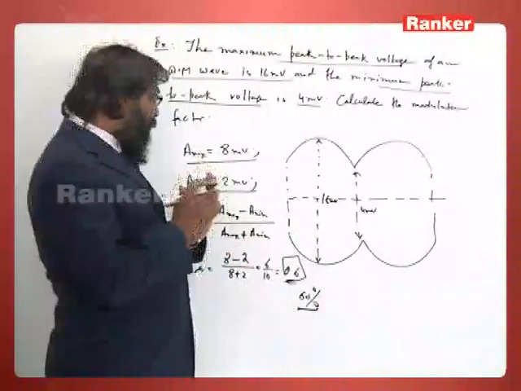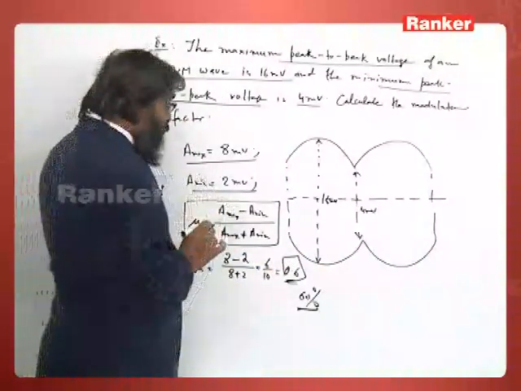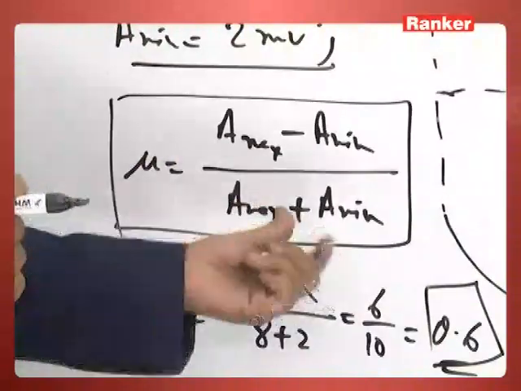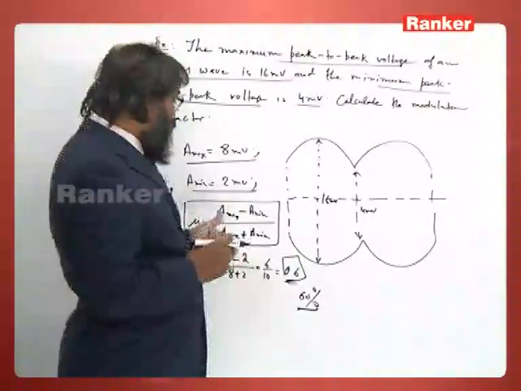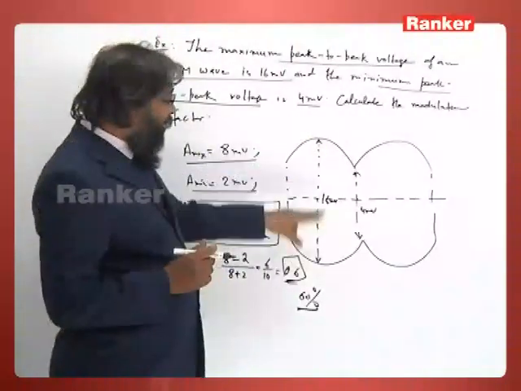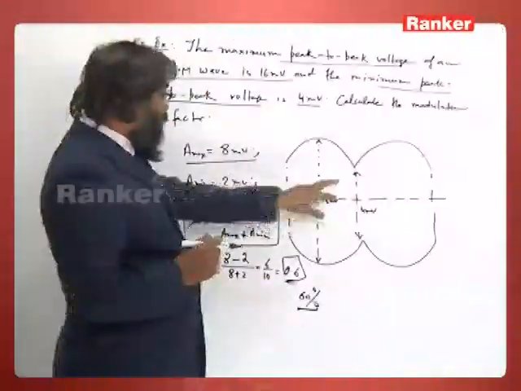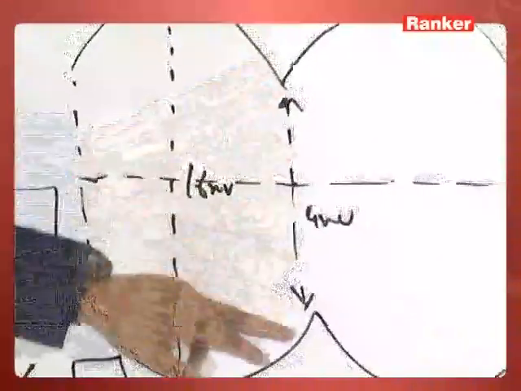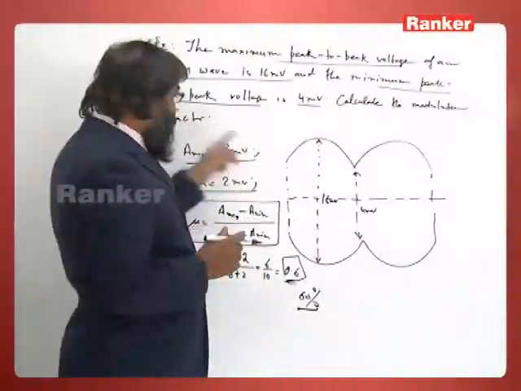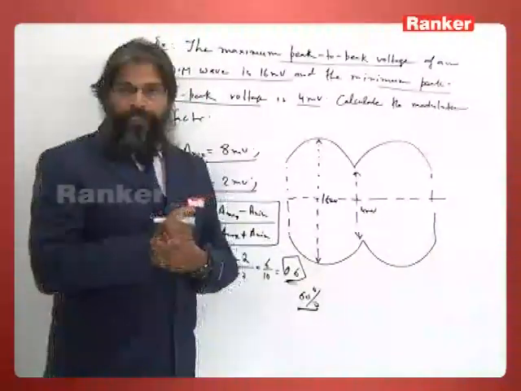In this problem you have to remember two things. One, mu is Amax minus Amin by Amax plus Amin, which we have already seen in previous examples. And two, the calculation of Amax, which is half of the peak to peak voltage, and Amin, which is half of the peak to peak minimum voltage. We should be very careful with this peak to peak notation.